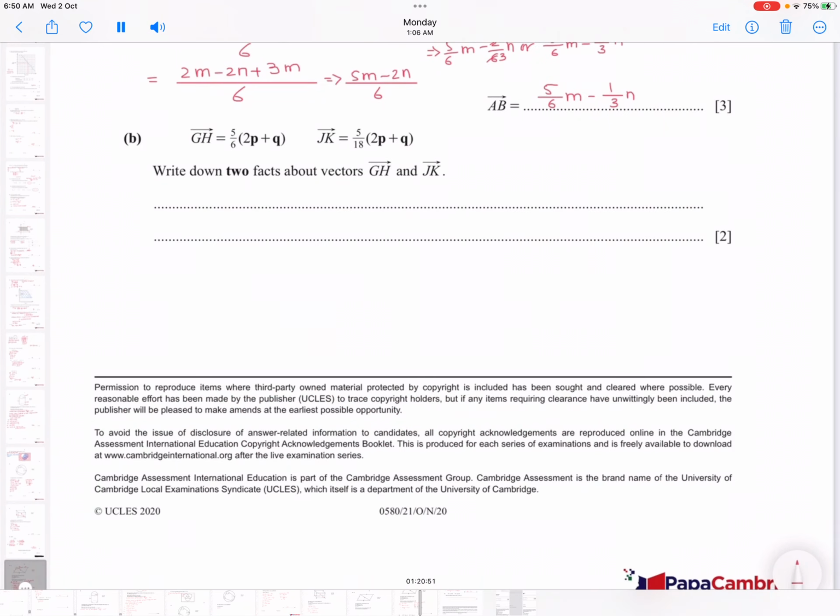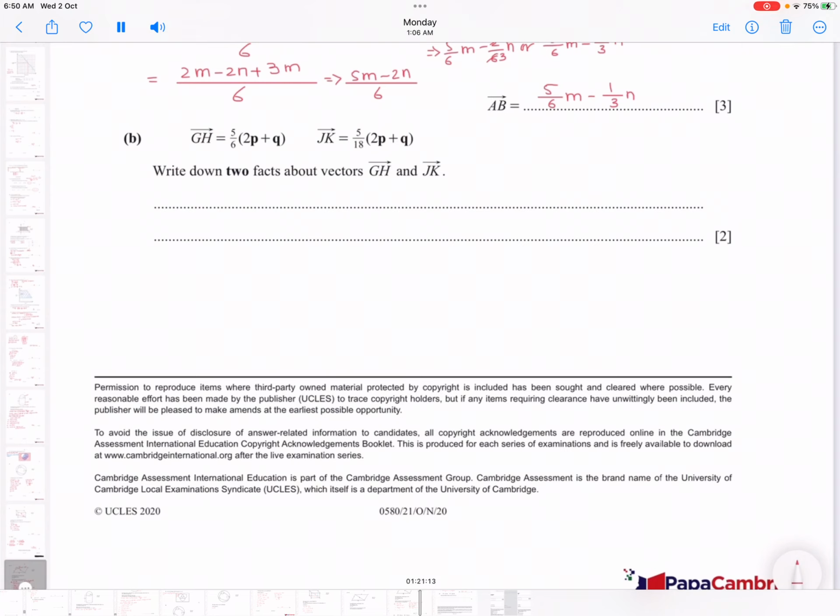In B part, GH is equal to 5 over 6 times 2p plus q, and JK is equal to 5 over 18 times 2p plus q. Write down two facts about vectors GH and JK. So if you notice that both vectors are the same, 2p plus q and 2p plus q.